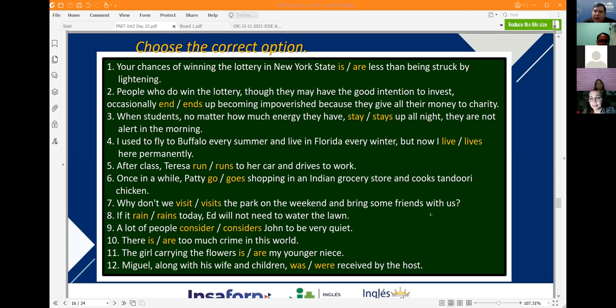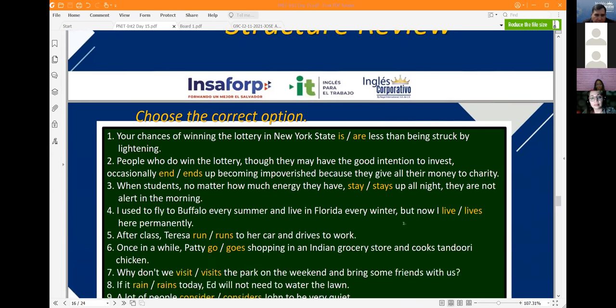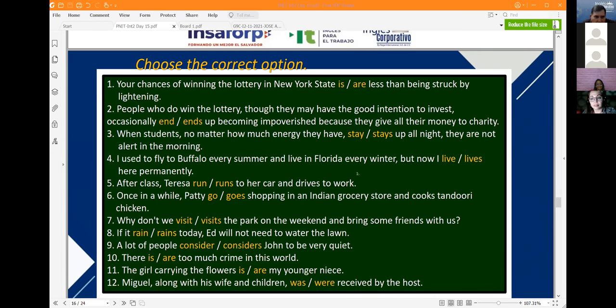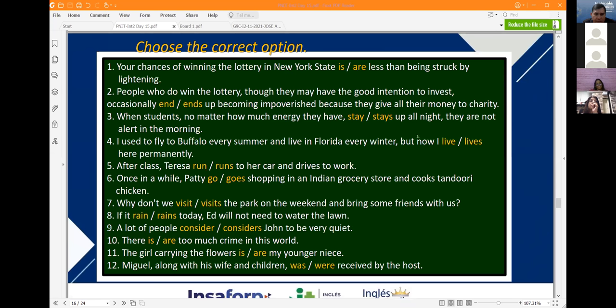Okay, my dear ones, now that you are out, these are the other exercises. This is for the task, structure review. We're going to be working on the purposes to review the structure. This is subject-verb agreement, right? So you have to decide whether this is singular or plural and choose the correct option.